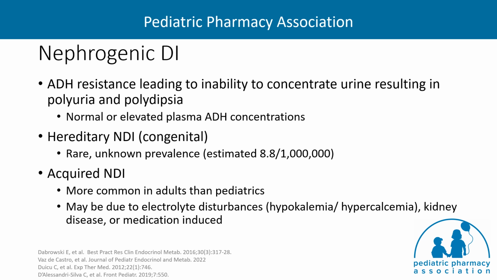Autosomal recessive inheritance occurs in 10% of congenital cases, leading to mutations in the gene coding for the water channel aquaporin 2. Acquired NDI is more common in adults than pediatrics and may be due to disorders such as amyloidosis, Fanconi syndrome, renal tubular acidosis, sickle cell, and Sjogren syndrome, as well as electrolyte disturbances including hypokalemia and hypercalcemia, kidney disease, and certain medications such as lithium. It's important to consider the symptoms of the patient and the diagnostic tests, including water deprivation tests and the baseline plasma copeptin measurement, which is a stable surrogate marker of AVP release.